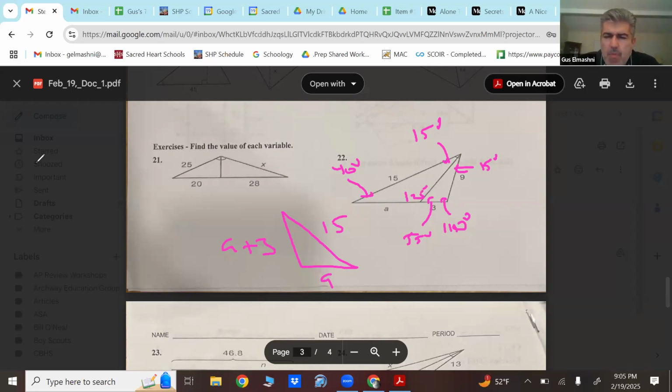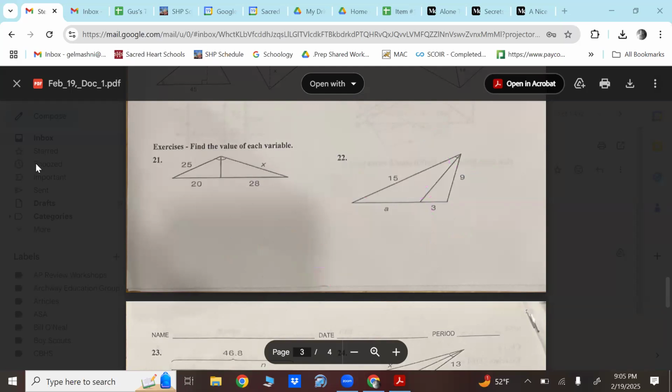Do you have the answer key for this one? I do not. I feel like there's some information that's missing. Can I use the restroom real quick? Yeah, go.